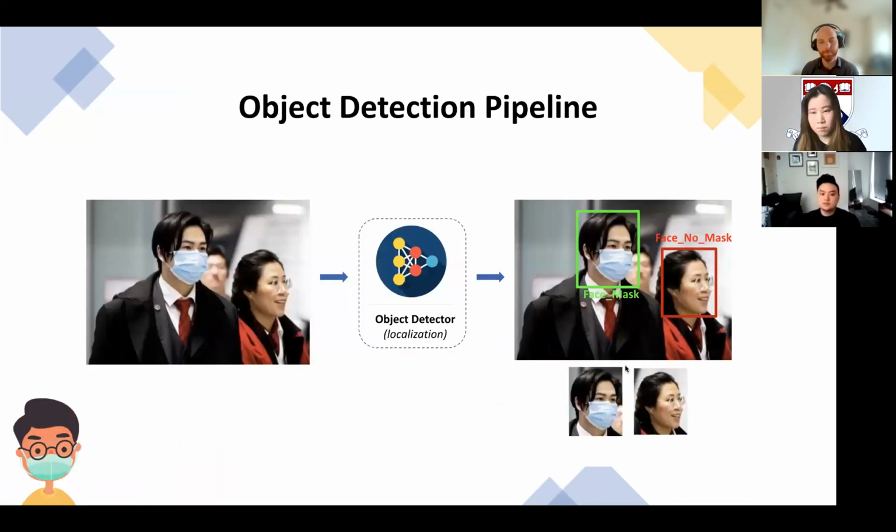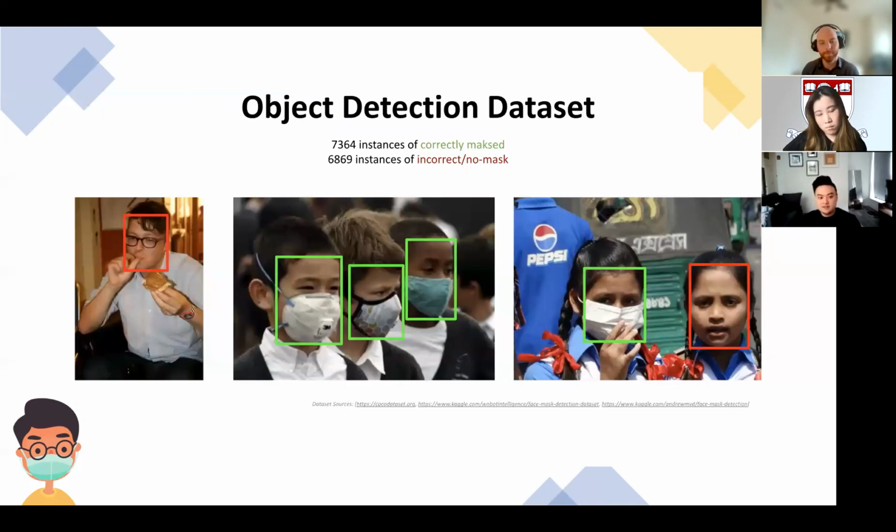The next pipeline that we tried is a straight up object detection pipeline that has localization built in. This pipeline would ideally combine the two components of the previous pipeline into a single neural network that can do both tasks really well. For this data set, we need the bounding boxes of the faces with or without a mask. So we scraped from 2 Kaggle data sets as well as the COCO data set, and then manually detected faces as the label.